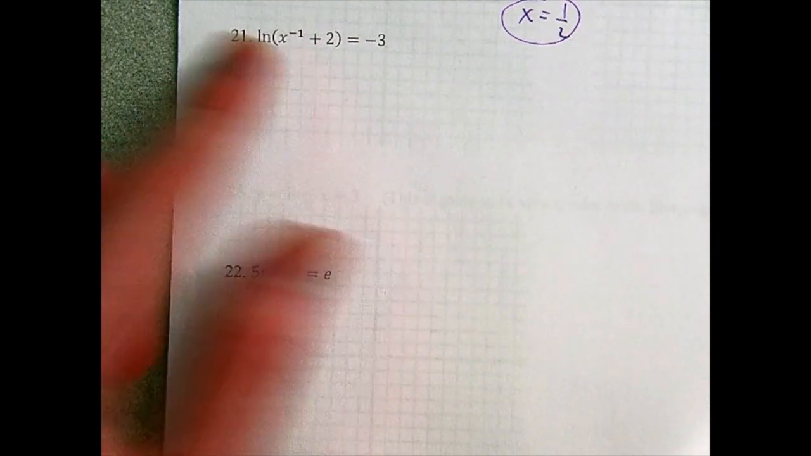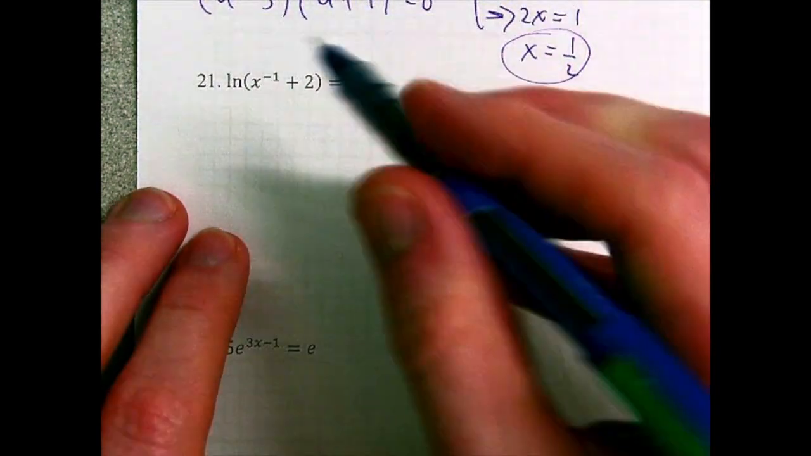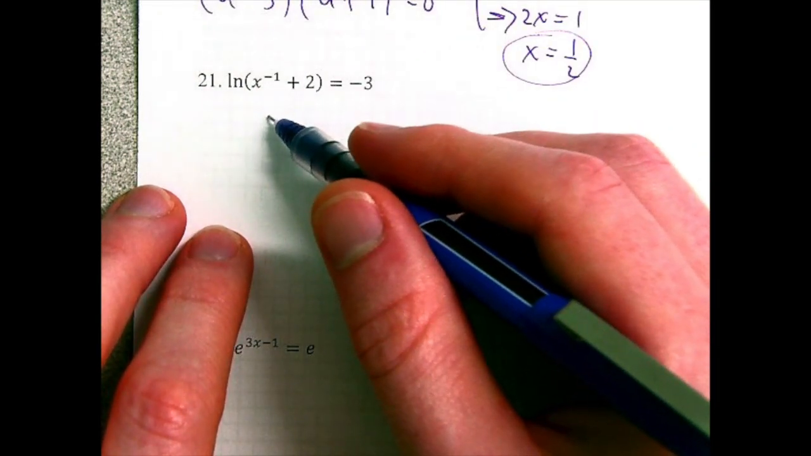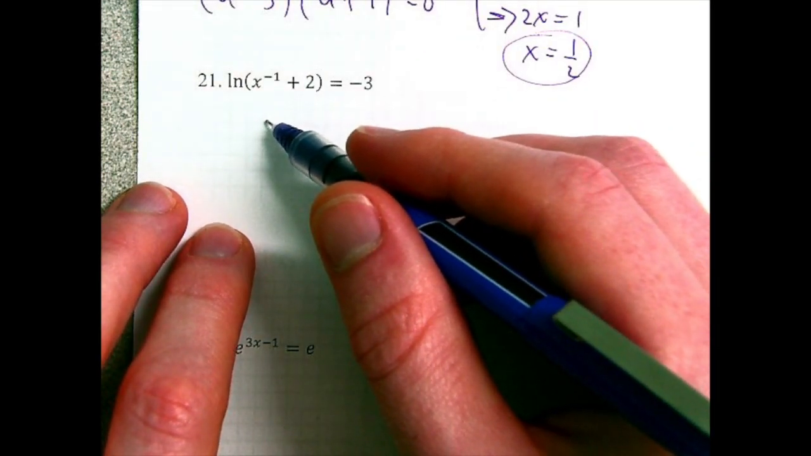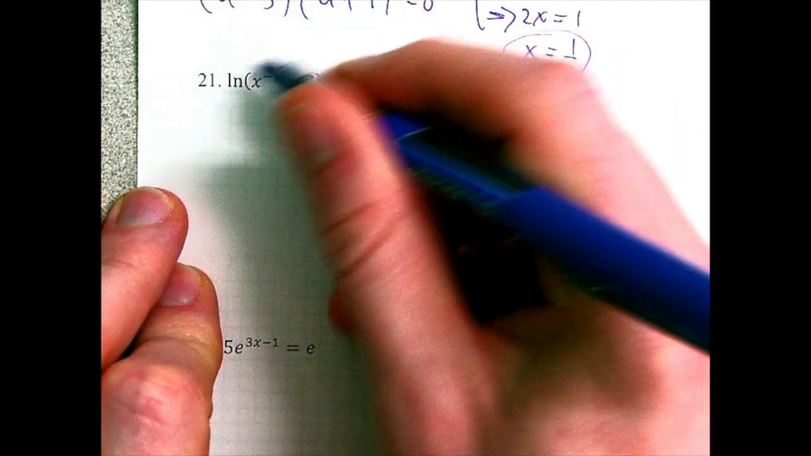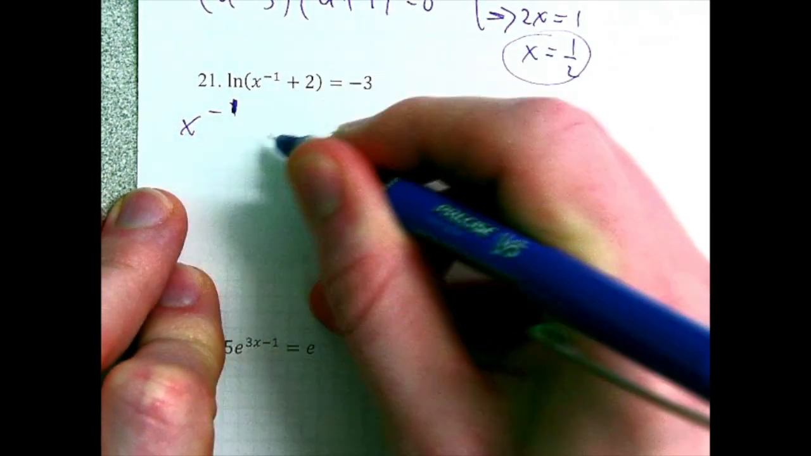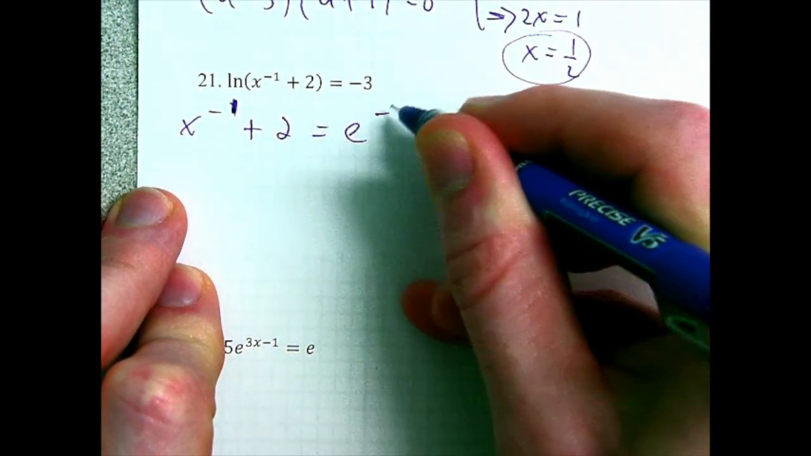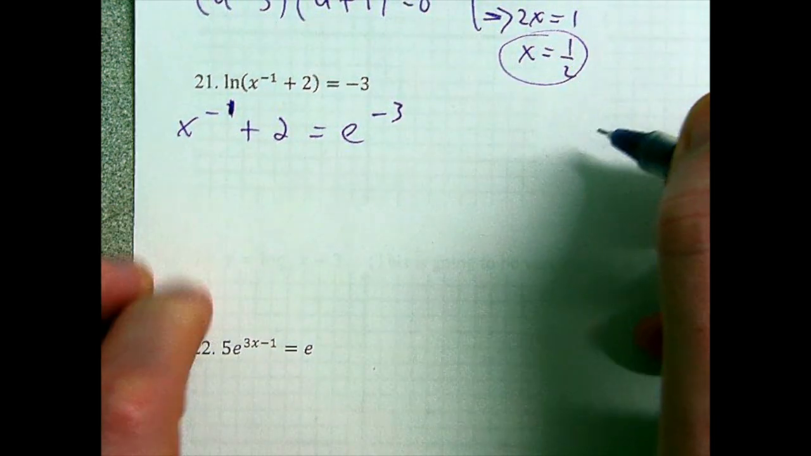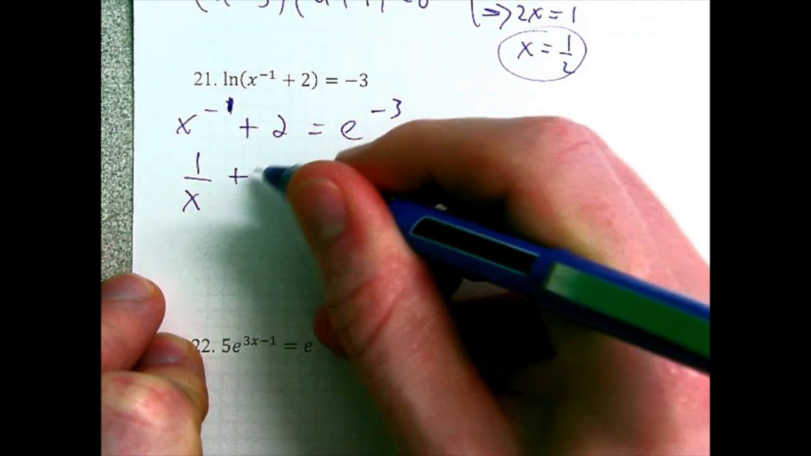All right, let's see. If I remember, this problem is kind of a nightmare, at least in terms of simplification. So it's a logarithmic equation. There's nothing to condense. We should just exponentiate by the base of the logarithm, which is e. So if I exponentiate the left-hand side by e, I just get x to the negative 1 plus 2 is equal to e to the negative 3. Okay. X to the negative 1 is like 1 over x.